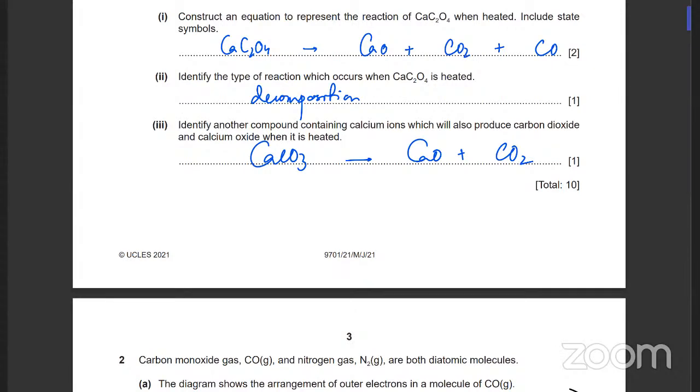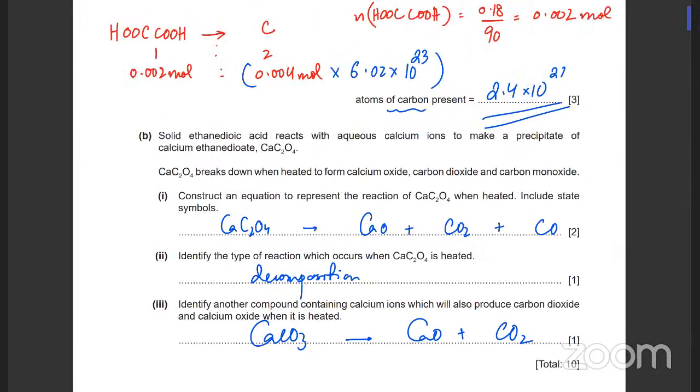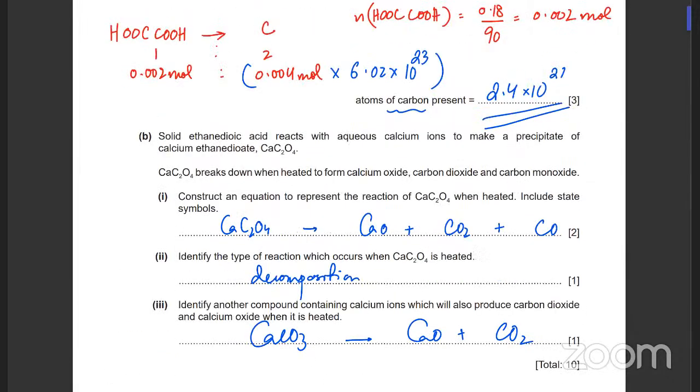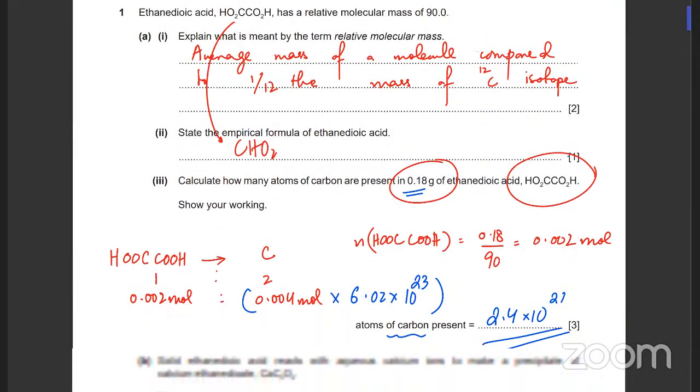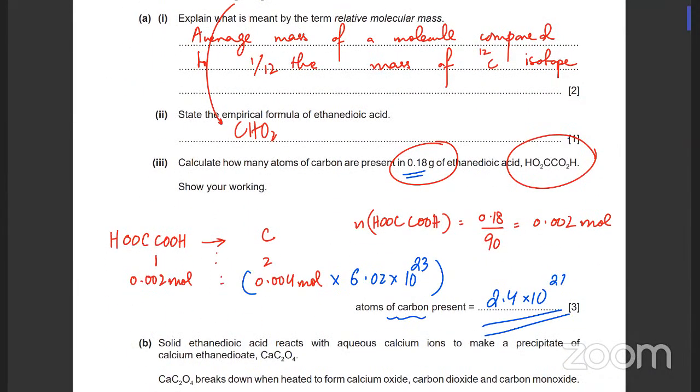Yes, sir, for question 1.3. Yes, sir. 1.13, point A, sorry. For the moles thing, you said that how can there be 0.004 moles in 0.002 moles? So the moles, this was 0.002 moles, right? What's the ratio? If you have one molecule, how many carbons do you have? You've got 2 carbons, right?